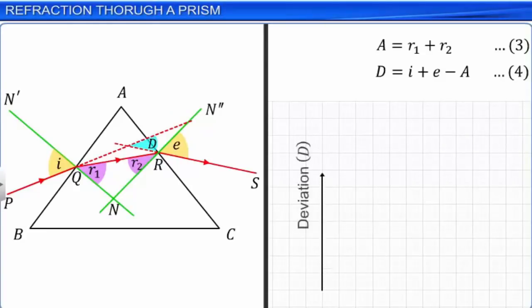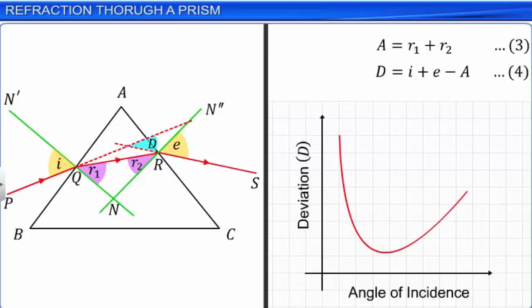If the variation of the angle of deviation is plotted against the angle of incidence, the graph is as shown. As the angle of incidence increases, the angle of deviation initially decreases, reaches a minimum value, and then increases. The minimum value of deviation is represented by dm and is known as the angle of minimum deviation. Hence, corresponding to any value of the angle of deviation other than dm, we have two angles of incidence. These two angles correspond to I and E. That means, if one is the angle of incidence, the other will be the angle of emergence.